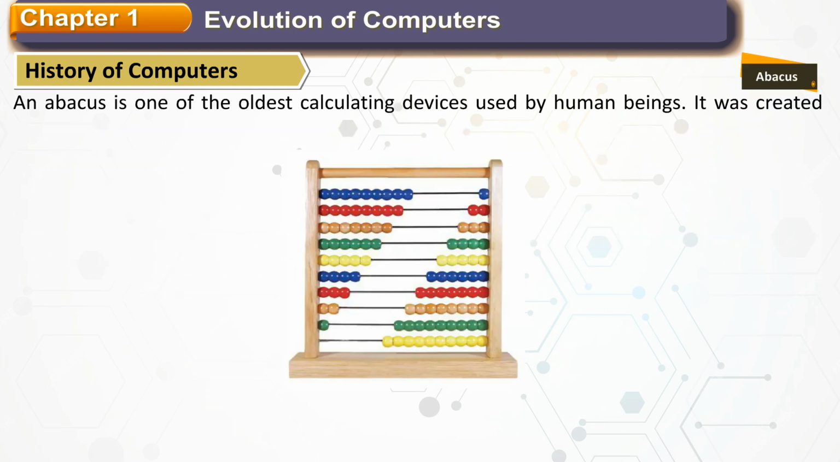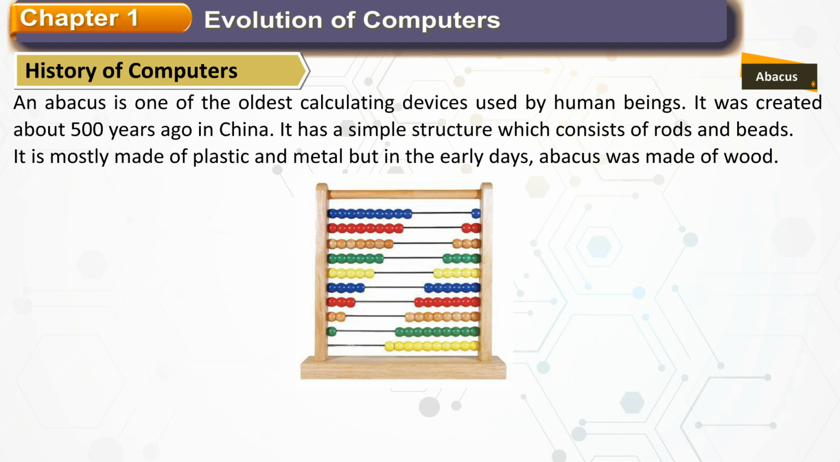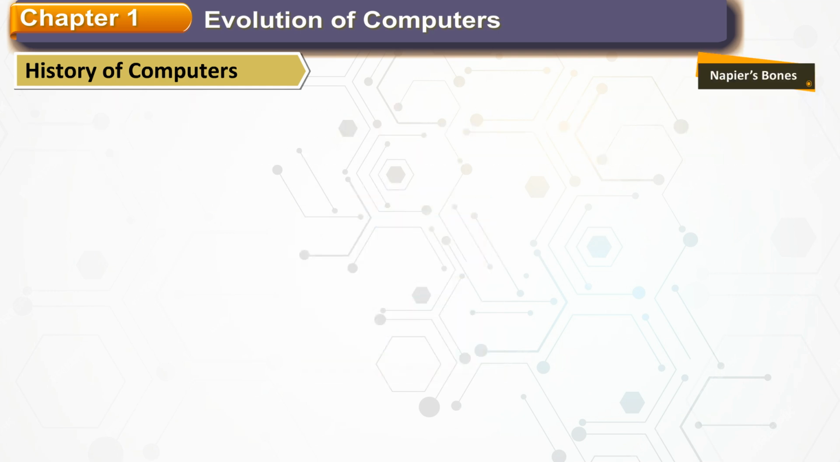Abacus. An abacus is one of the oldest calculating devices used by human beings. It was created about 500 years ago in China. It has a simple structure which consists of rods and beads. It is mostly made of plastic and metal, but in the early days, abacus was made of wood. We need to shift the beads to count or calculate.